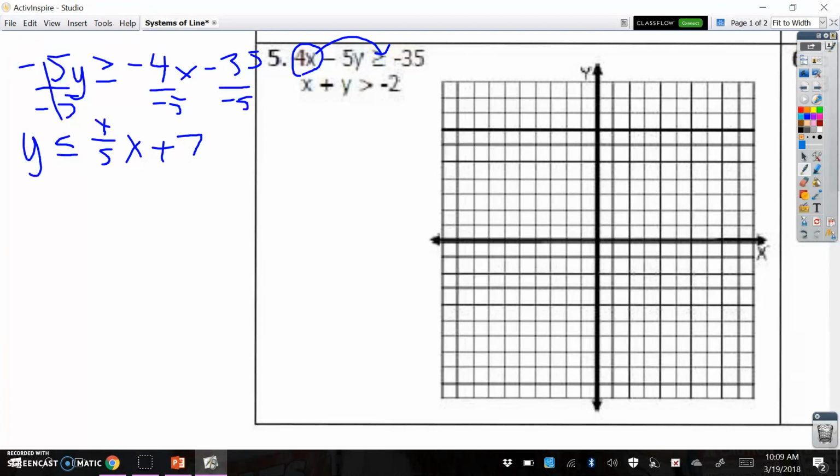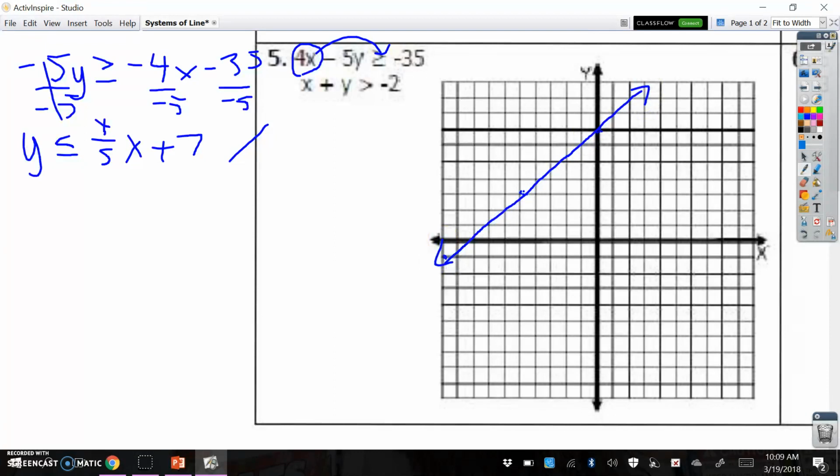So we go up 1, 2, 3, 4, 5, 6, 7. The slope needs to be a positive 4 over 5. 1, 2, 3, 4. 1, 2, 3, 4, 5. Is this line going to be solid or dotted? It's solid.